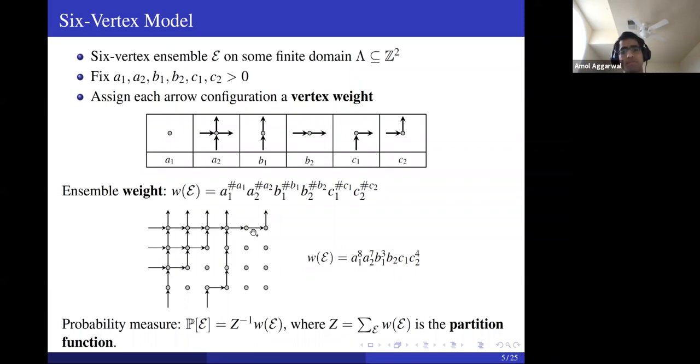Okay, so now that we've had weights assigned to the vertices, we can define a probability measure on the set of all possible 6 vertex ensembles on our domain lambda, which is given by the probability of an ensemble E is proportional to the weight of E, and Z is simply the partition function, the normalizing constant that makes the sum of the probabilities equal to 1.